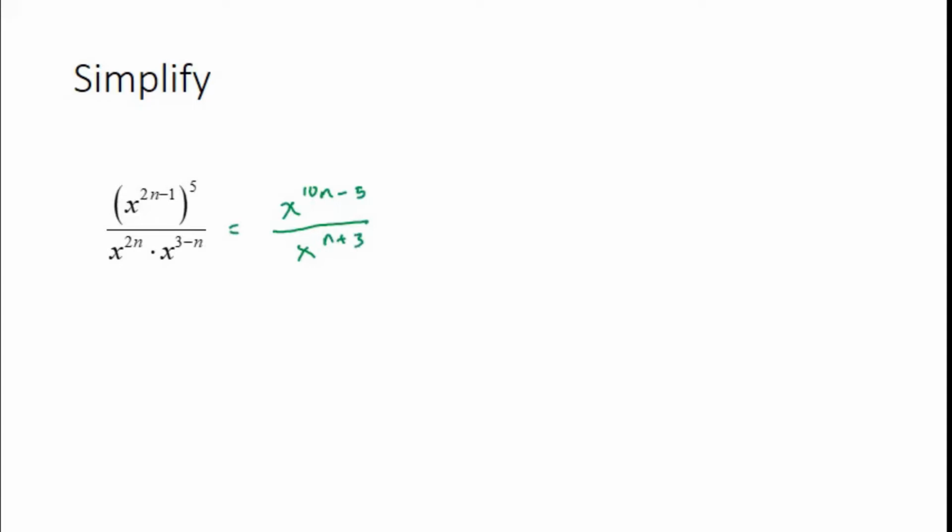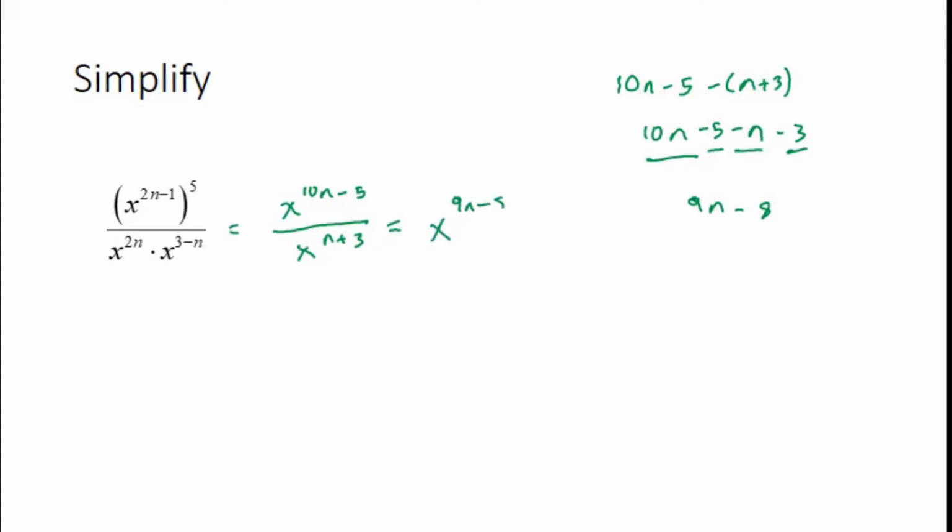And now, because we're dividing and the bases are the same, we have to subtract the powers. So if we have 10n minus 5 and we subtract n plus 3, then basically what we have is 10n minus 5 minus n minus 3. So these two combine to be 9n, and these two combine to be minus 8. So all of this is going to end up being x to the 9n minus 8.